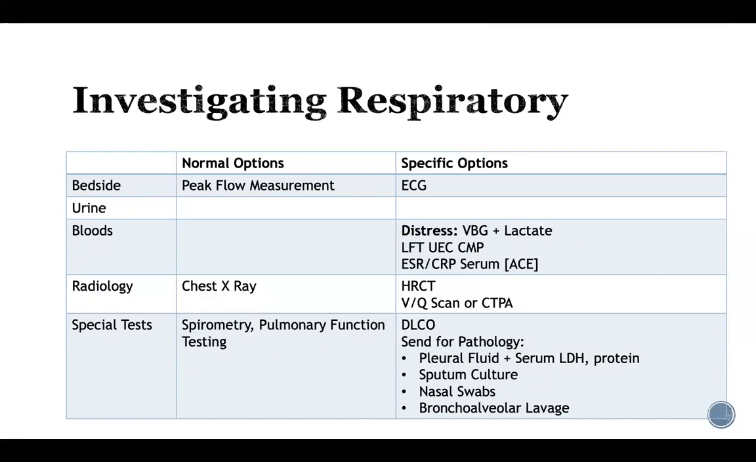In terms of other radiology, there's something called an HRCT scan, which lets you look at the lungs in great detail, and also CTPA for PE. A special test is DLCO for COPD. What you can take and send off to the path lab is pleural fluid, plus do your Light's criteria, so ask for serum LDH and protein. You go through your sputum culture. Anything that's leaking from anywhere, you just take it and send it.